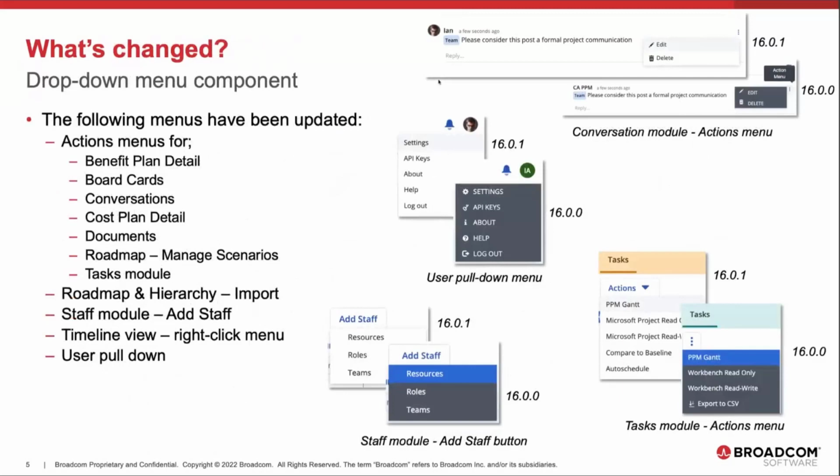So what's changed? As I mentioned, the drop-down menu component has changed, and this is a visual change. This is really a slide to catalog on the left-hand side where the changes have been made, and there's a few examples of the visual changes here, comparing and contrasting 16.0 with that of 16.0.1. Like in the staff module, the add staff button, the actions button within the tasks module, for example. So the changes are obvious once you get into it, and you'll see the light background.